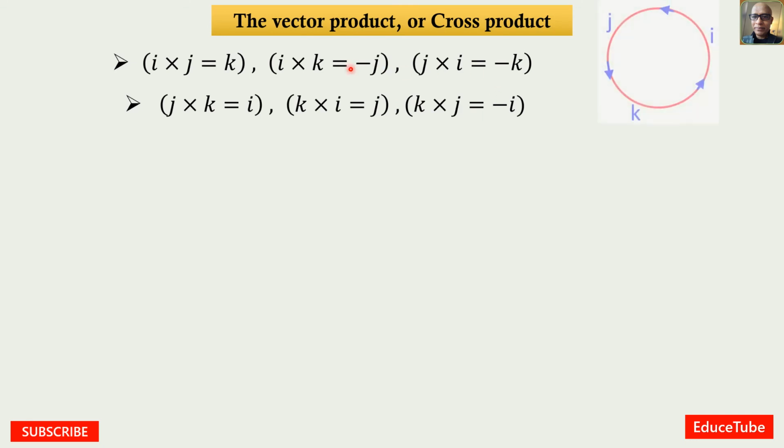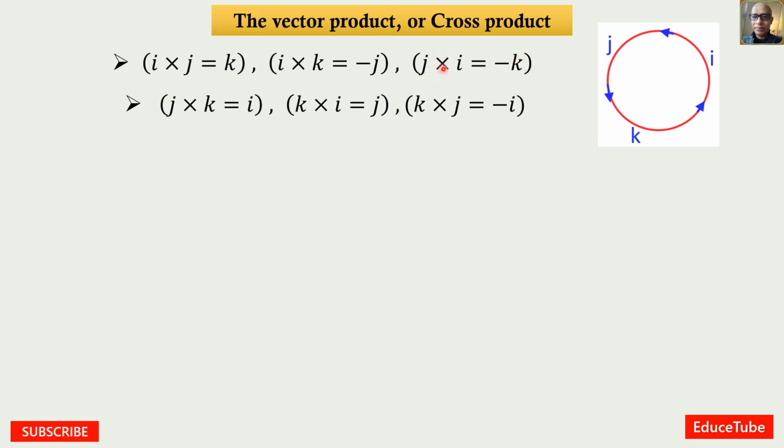Here I put one diagram. Always in anti-clockwise, just draw a circle and put 3 arrows in anti-clockwise directions. Then if you move in these directions, like i cross j, j cross k, k cross i, all are positive. When you move clockwise, then it will be all minus.